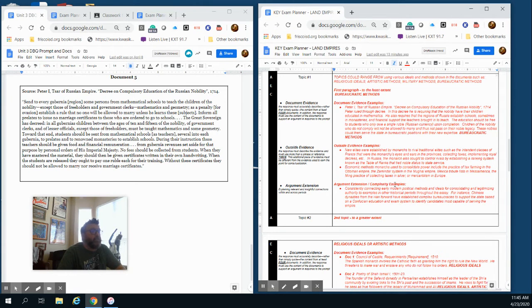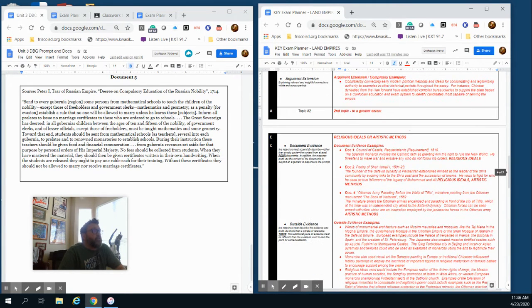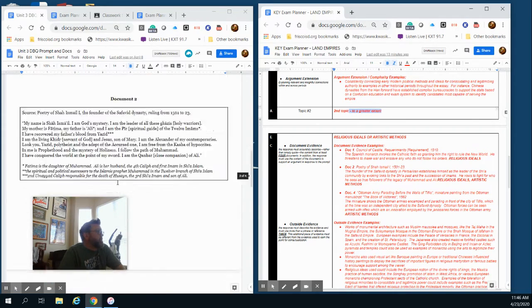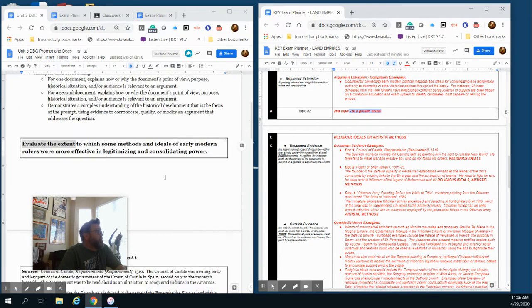Outside example, I mean, argument extension means another time or place. So my outside example, that same practice of bureaucratic methods to legitimize and consolidate power, is looking at how in Chinese dynasties from the Han through the Qing, they established these bureaucracies of scholars who got their position because of how they performed on an exam.